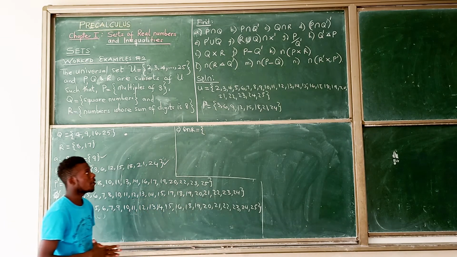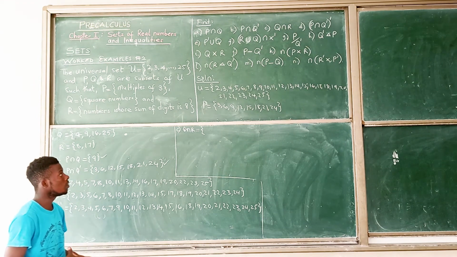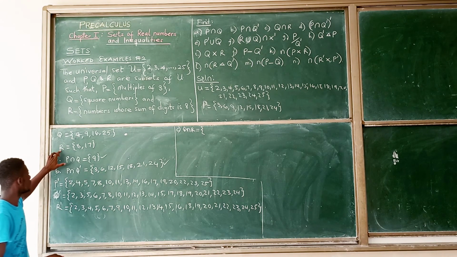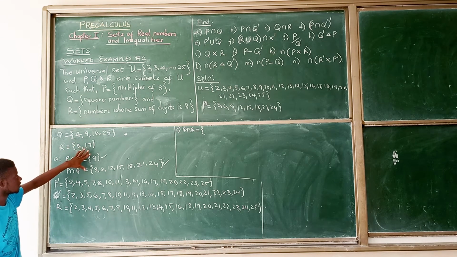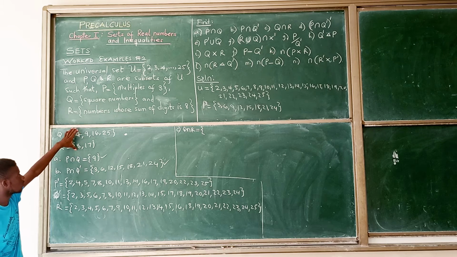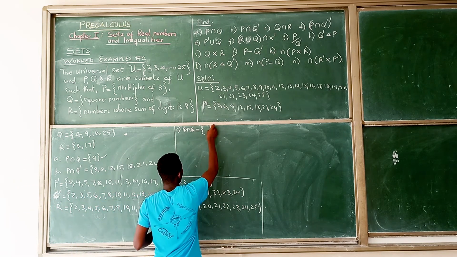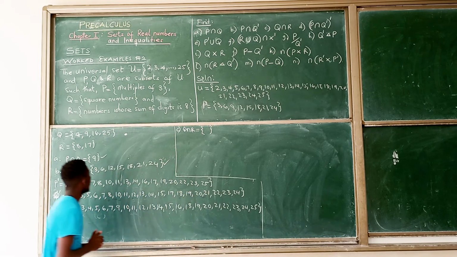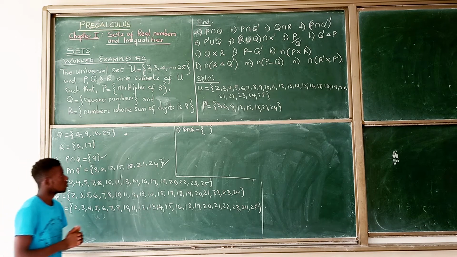So Q intersect R, again, has to do with elements that are shared by both set Q and set R. So here is set Q, here is set R. What are the elements that are in both set Q and set R? We are seeing that there is no element that is common to these two sets. So Q intersect R is just an empty set, because there is no element shared by these two sets.